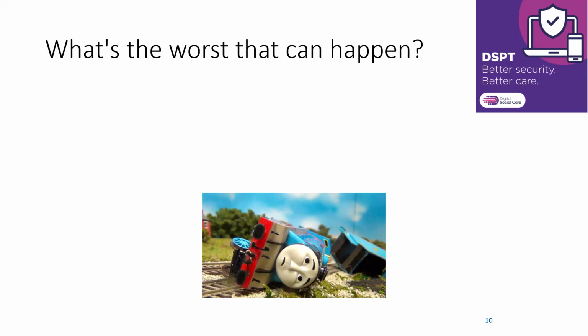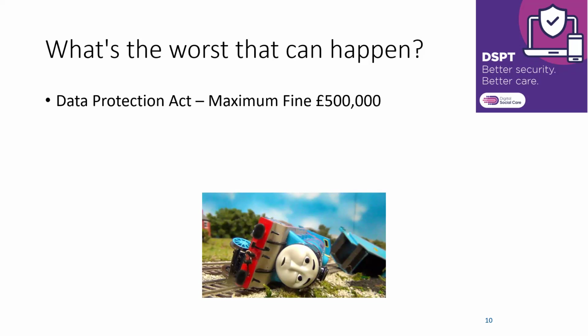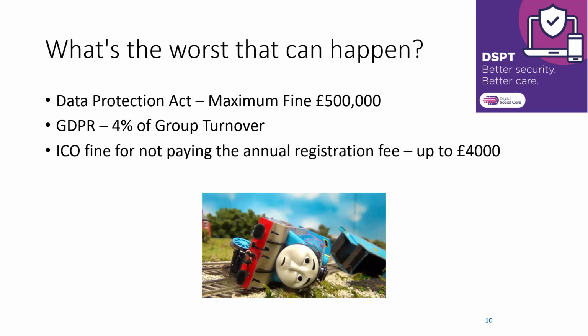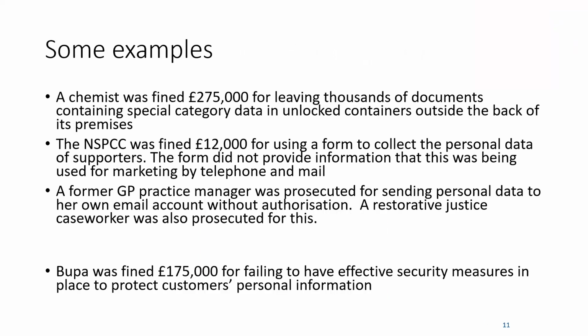So if we don't comply with that, what can happen? Well, under the Data Protection Act, there is a maximum fine of 500,000. Under GDPR, 4% of group turnover, and a failure to let the Information Commissioner know that we are processing personal and confidential information by registering with them means that there is a potential of a £4,000 fine for not registering. So there are some serious consequences under this legislation if we don't do what we should do.